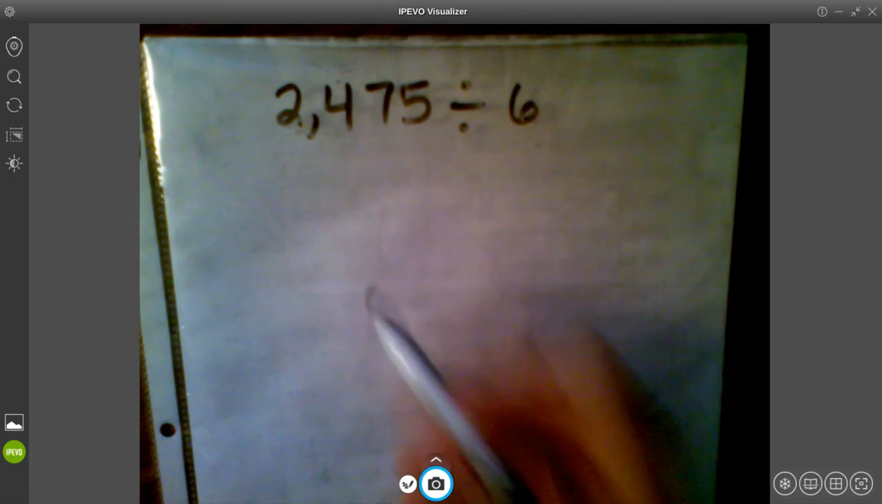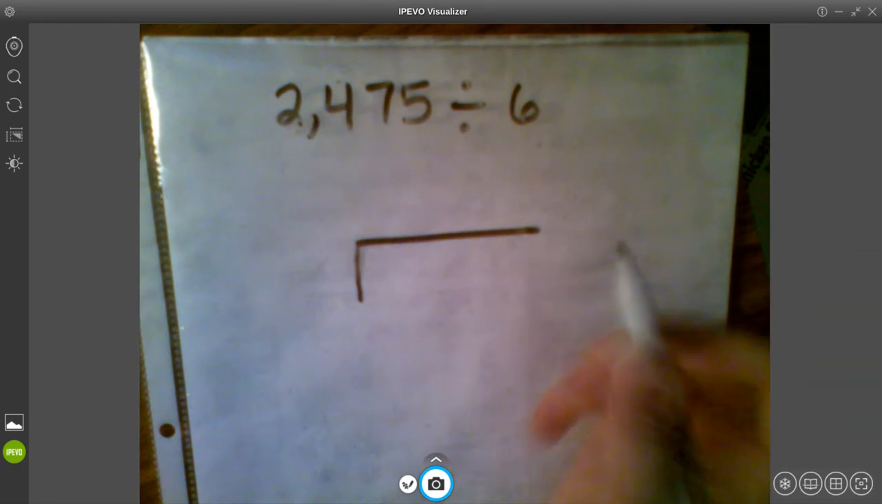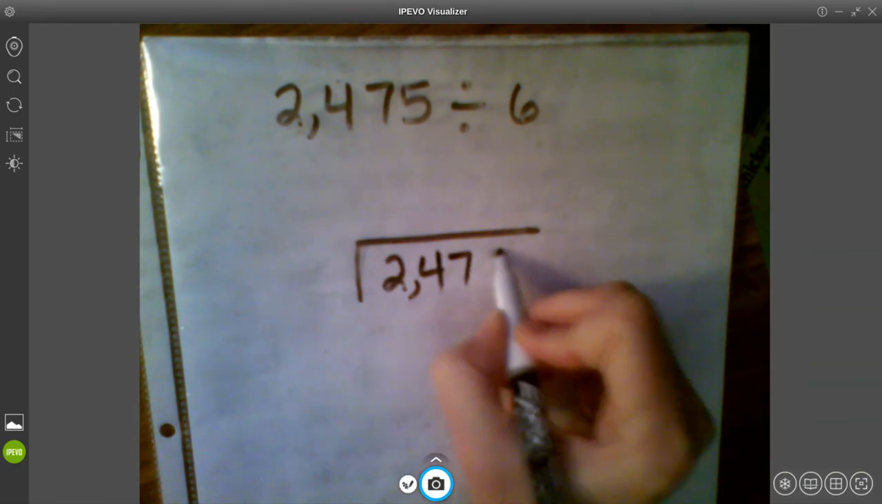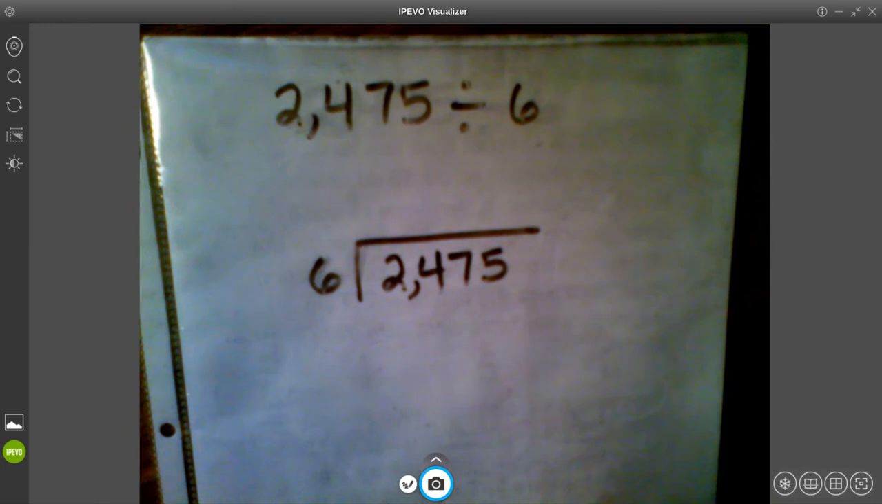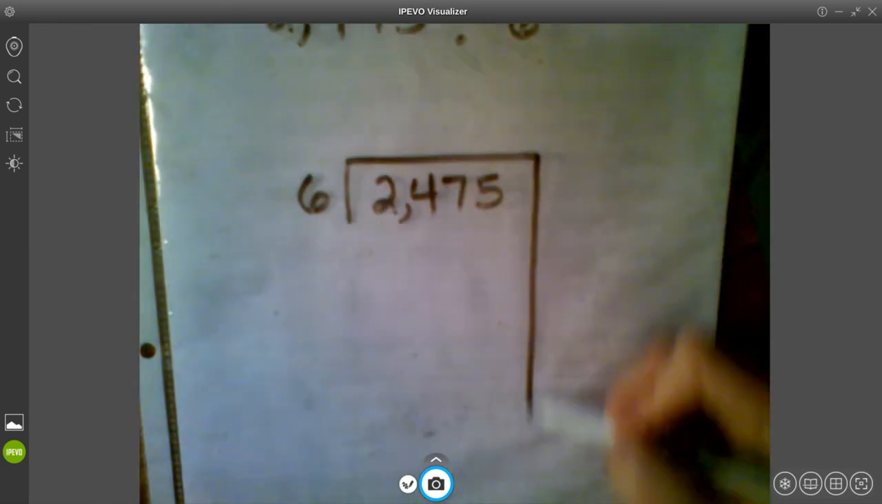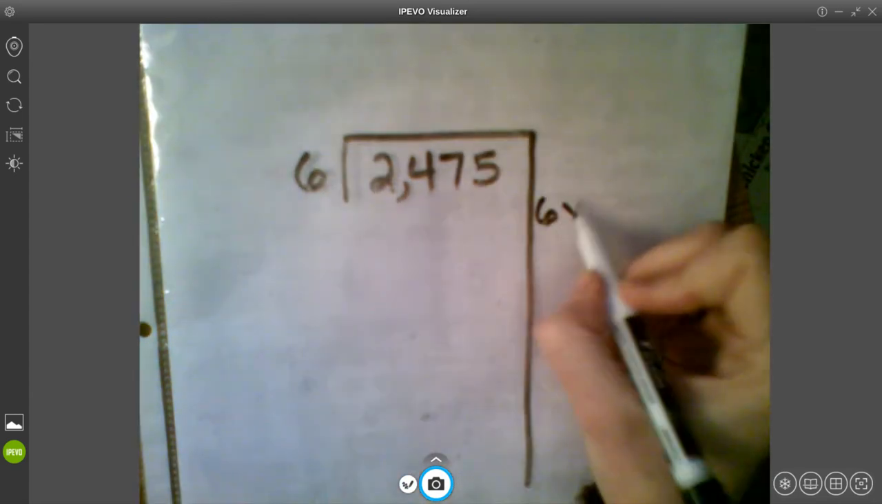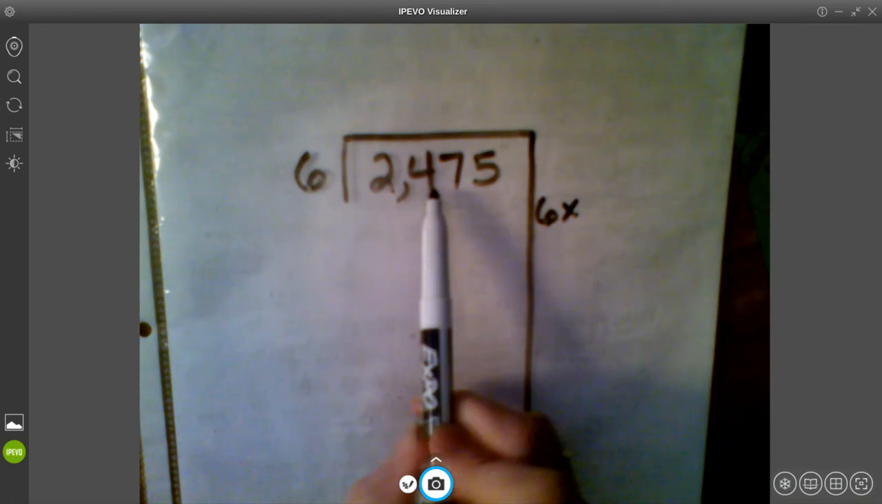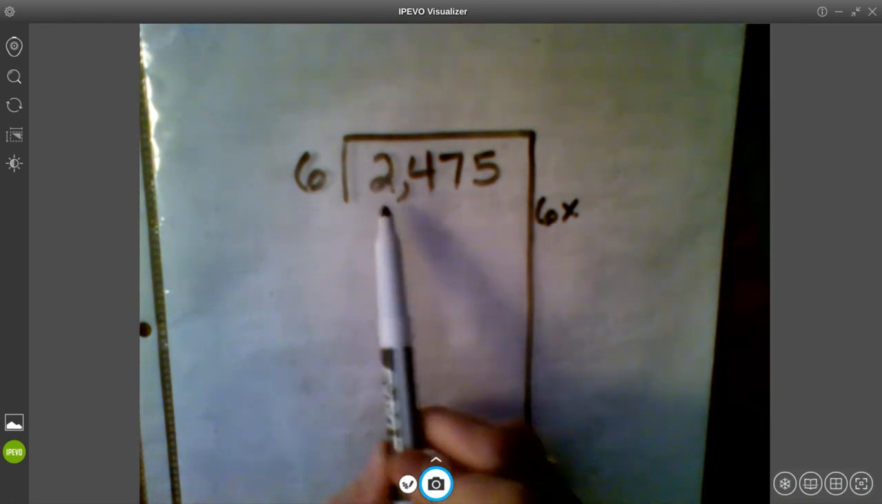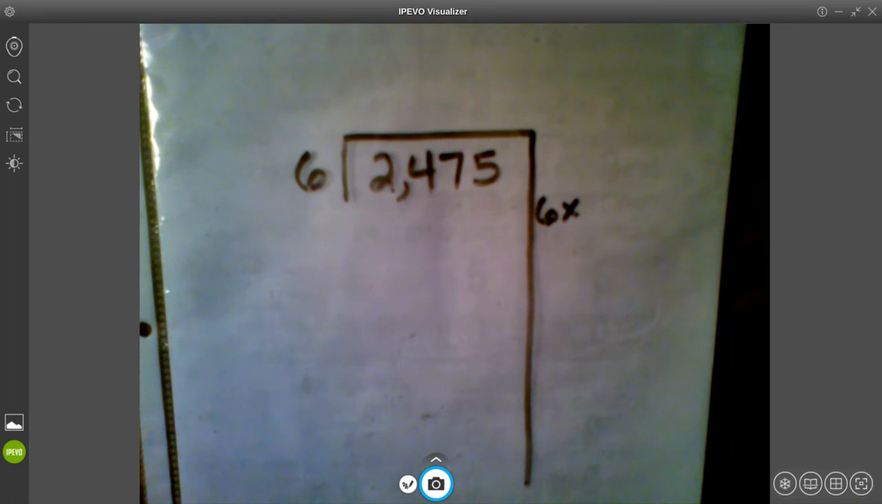Okay, let's set it up. Here's our division house. We'll put our dividend inside the house and our divisor outside. And we'll make our vertical line to keep track of our work. So we need to start by thinking 6 times what is 2,475, or close to that. Let's see, 6 times 1,000 is 6,000, too big. 6 times 100 is 600, too small. 6 times 200 is 1,200.